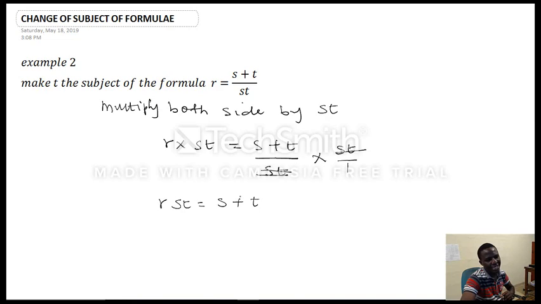Now we are to make T the subject of the formula, but you discover that T is appearing both on the left hand side and on the right hand side. So what we'll do next is to collect like terms.